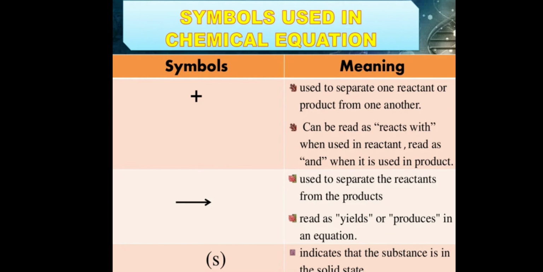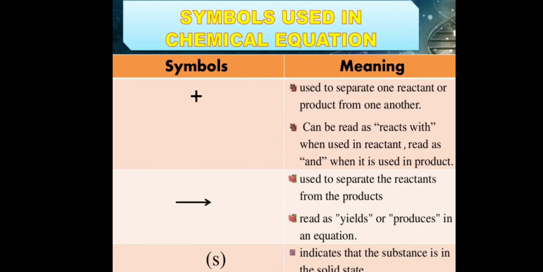Please be reminded that the function of each symbol is constant. Meaning to say, its meaning cannot be changed. The symbol itself is also constant. Okay, next we have the arrow. It is used to separate the reactants from the products. It is read as "yields" or "produces" in an equation. So that is the meaning of that symbol.